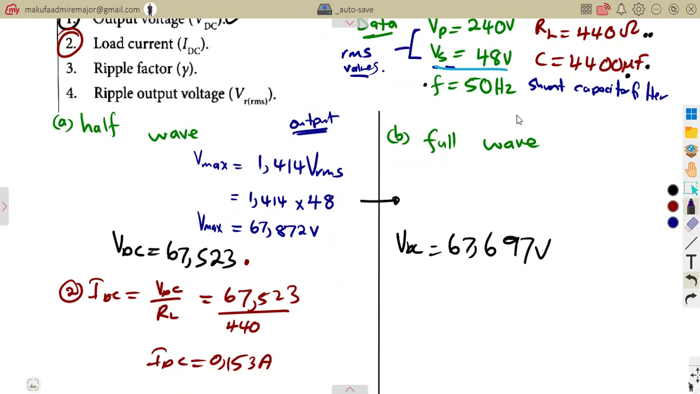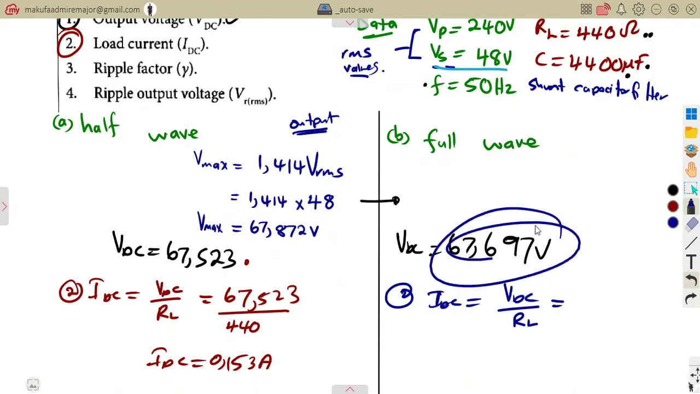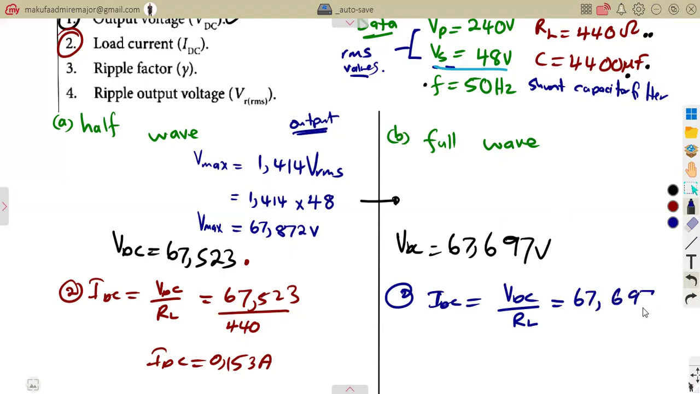If you are to work from the full wave, the formula is not going to change. We are still going to use the same formula, VDC over RL. But what just changed is the value of your VDC. Remember, for a full wave, this is the value that we got, 67.697, divided by the load resistance, which is still the same. That was going to give us the load current of 0.154 amps. So as you can see, it won't be that much different.